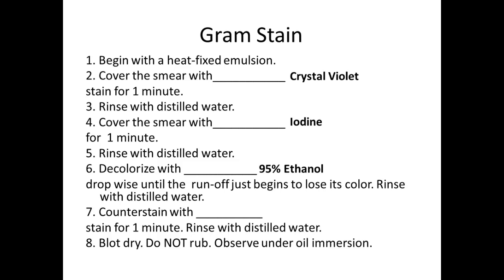What happens at this step? Gram-positive cells are going to stay purple. Why? Because their membrane is... not their membrane, their cell wall. The peptidoglycan cell wall does what? Shrinks and traps in the crystal violet iodine.